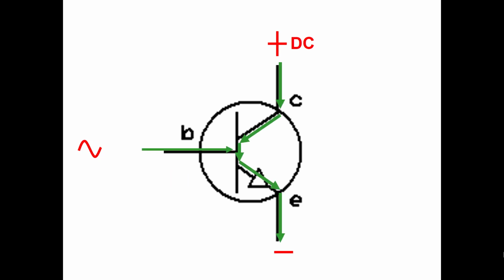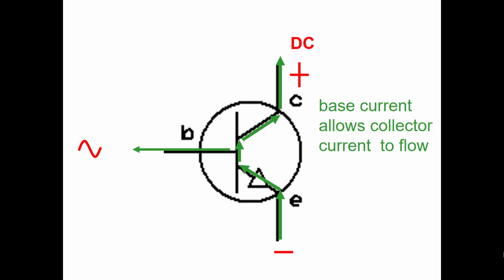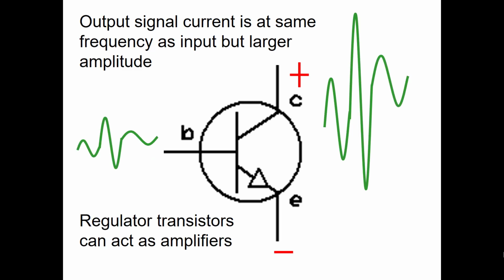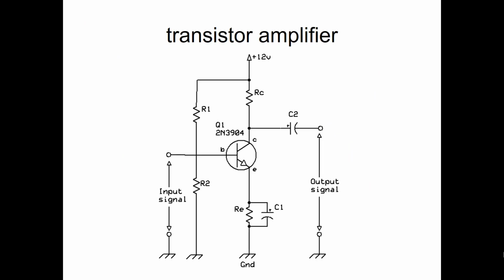So this diagram shows how the current would flow on the first half of the cycle of an AC wave, and then it would reverse and flow the opposite direction on the second half of the cycle. So if we put a small AC source coming in the base, we're going to get a larger AC current on the output. Same frequency, but a larger amplitude. So regulator transistors can act as amplifiers.